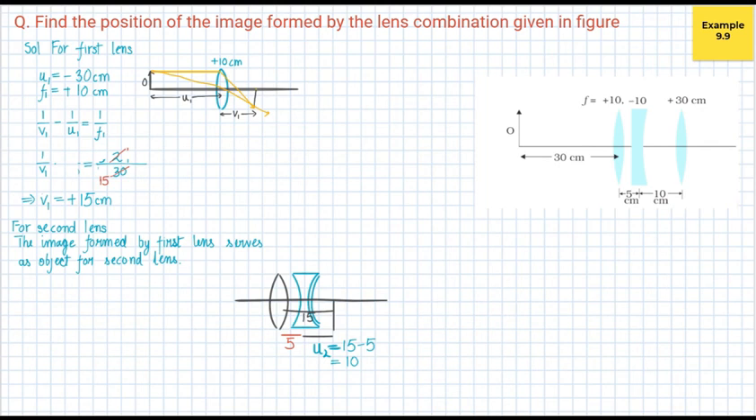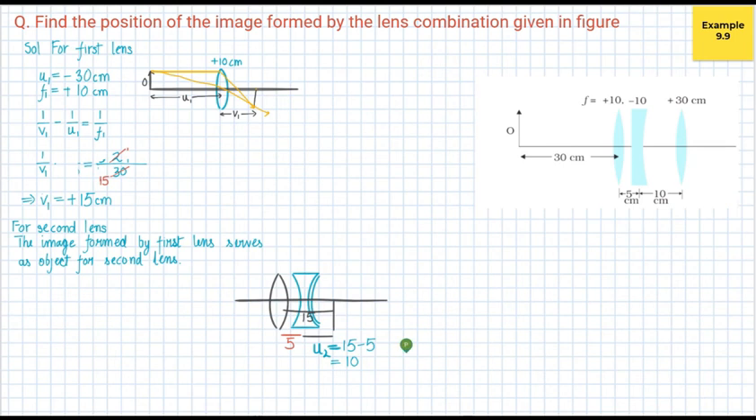Fine. If you still have confusion, look carefully. In this case, how much is V1? V1 is 15 centimeter. Right. Now this image acts as an object for your second lens. Now your second lens is placed 5 centimeter in front of the first lens. So you have to eliminate this 5 centimeter from this actual distance. If you remove this 5 centimeter, how much will you be left with? This length is the object distance U2 for your second lens, and it is 10 centimeter. Fine. So let me rub this one and write again.